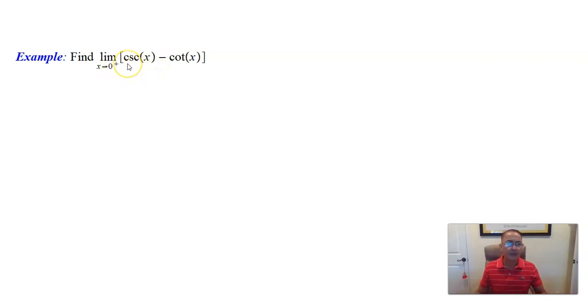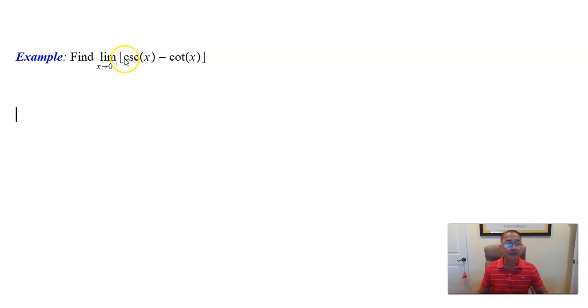Okay, so remember that cosecant is 1 over sine, and cotangent is cosine over sine. So both of them we're dividing by sine. And as x approaches 0 from the right, sine of x stays positive, but it's getting smaller and smaller. So you're in danger of dividing by 0. It's getting bigger and bigger.